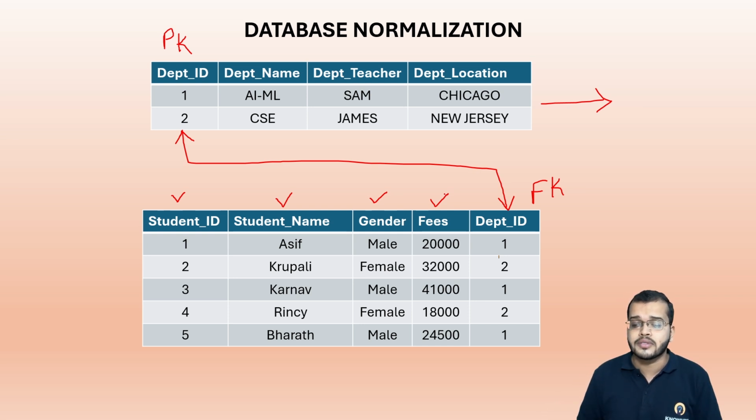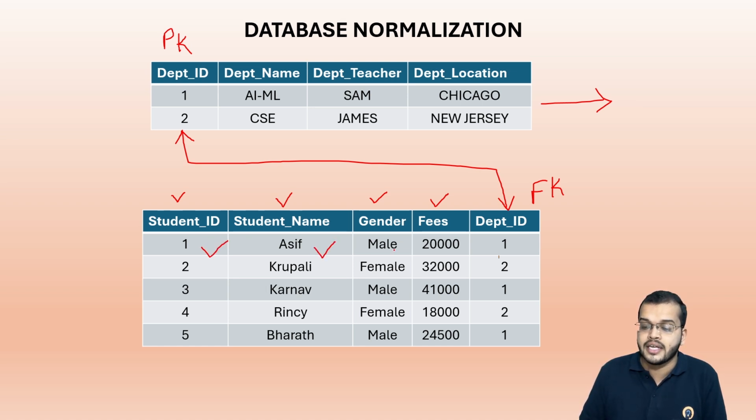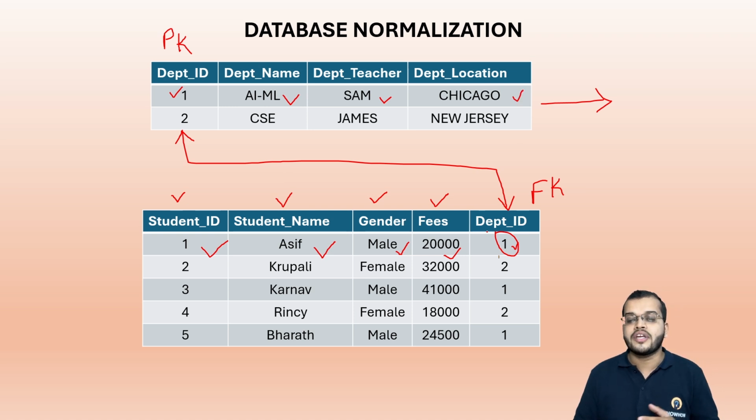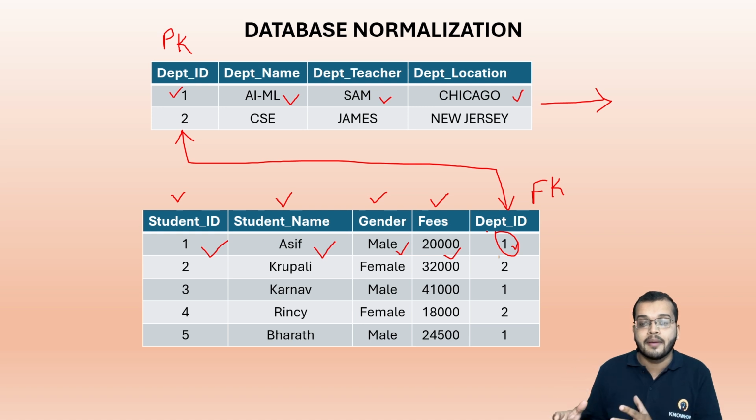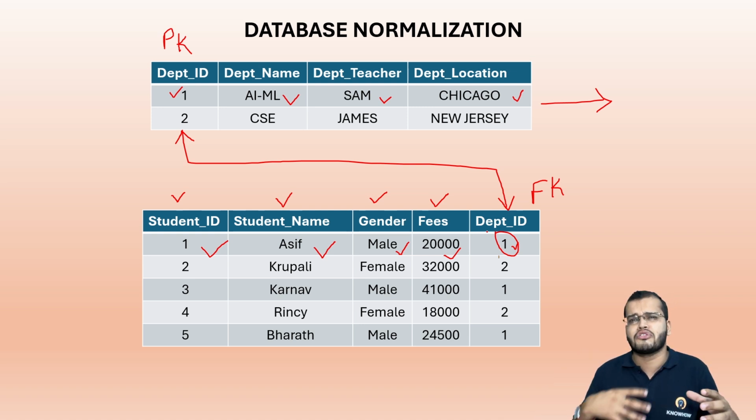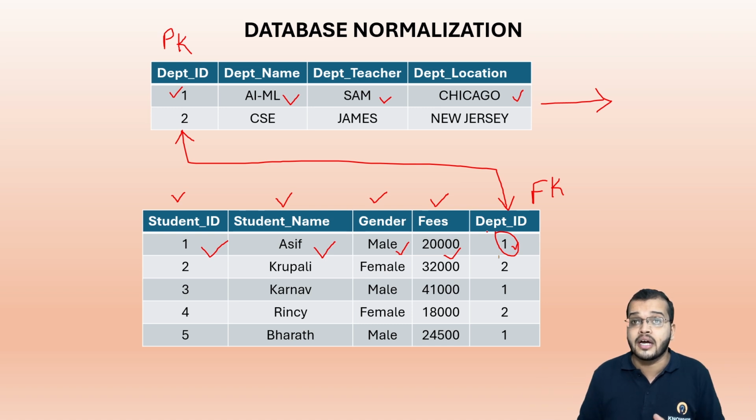So now if we carefully observe, the information is very clear and understandable. There is no mess up here. So as we can see, student ID number 1, who is Asif, and he is male, the fees is 20,000 and he is with the department ID 1. Okay, he comes under the department ID 1. So now when I consider that department ID 1, which department is it? AIML department. Who is the teacher? Sam is the teacher. And from which location? Chicago. Alright. So now there is no need to add department name, department teacher, department location, adding 3 or 4 or 5 columns, messing up the data, getting confused.